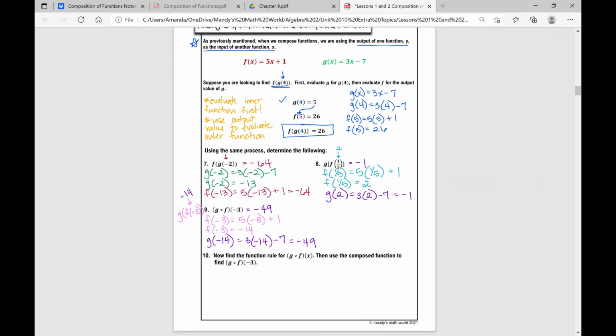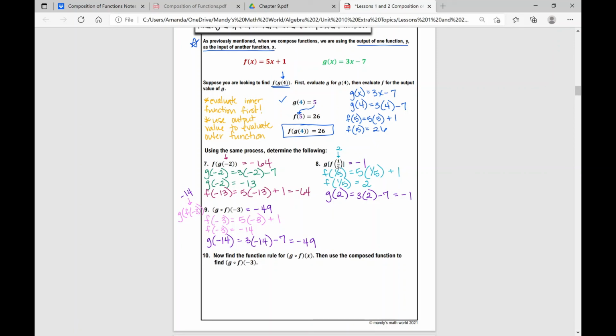The very last problem that we're going to do, and hopefully this helps you tie some of this together, says find the function rule for g of f of x. Then we're going to use the composed function to find g of f of negative 3. So we're doing the same thing that we did on 7, 8, and 9, but I want you to combine what we did on the first 6 examples and what we're doing on this page.